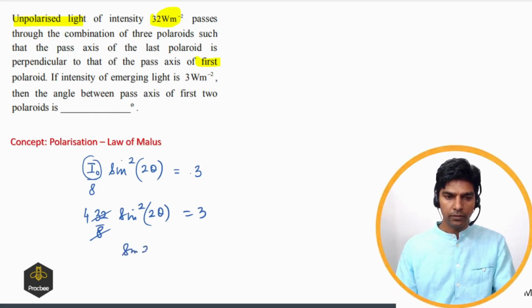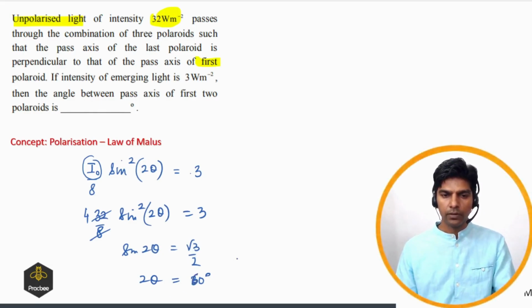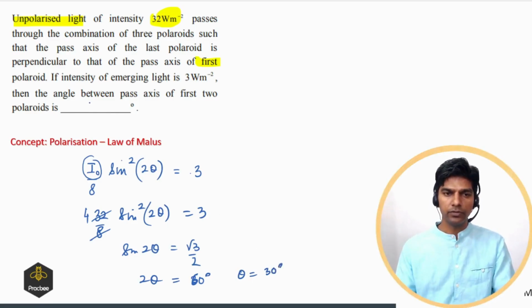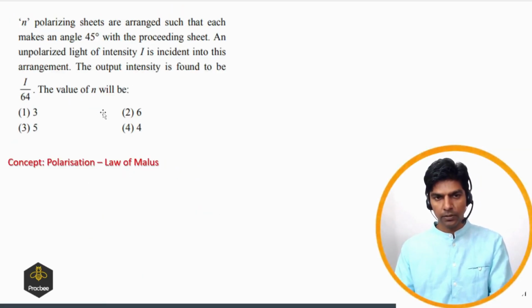So sine 2 theta will be root 3 by 2. So 2 theta will be 30, sorry, 60, because sine inverse root 3 by 2 is 60 degrees. So theta comes out to be 30 degrees, right? So 30 is the answer of this question.